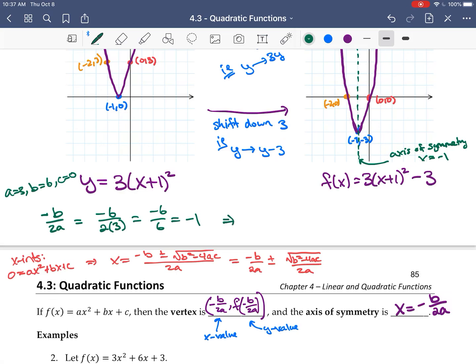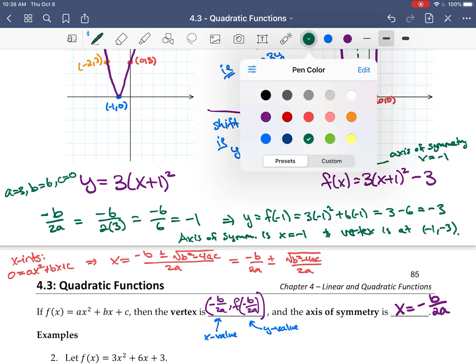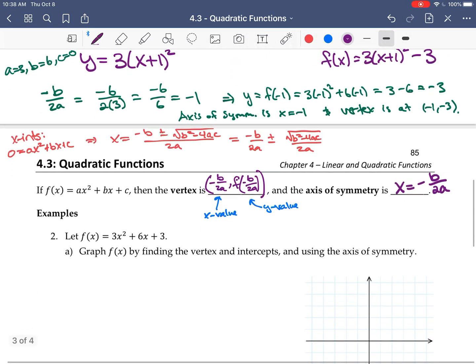Okay, and then the y value of the vertex is going to be f of -1. So that's going to be 3 times -1 squared plus 6 times -1. So that's 3 minus 6, which is -3. So that means the axis of symmetry is x equals -1, and the vertex is at -1, -3. So we got the exact same thing we got from the transformations using the formula down here.